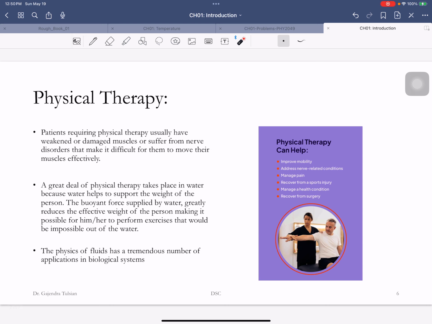Physical therapy. People require physical therapy when they have weakened or damaged muscles, or suffer from nerve disorders, which makes it difficult for them to move their muscles effectively.